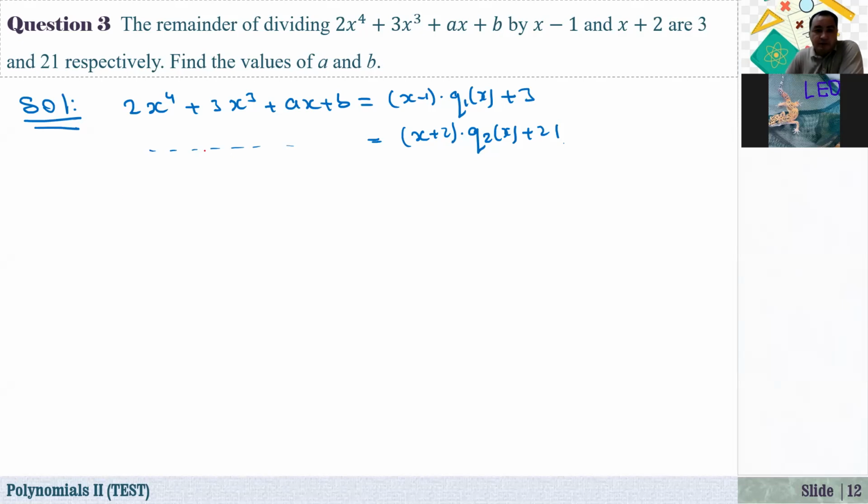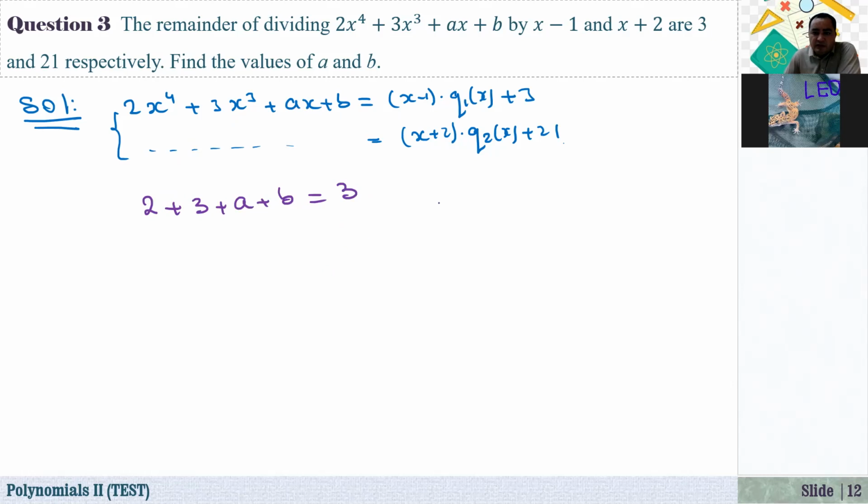All right, let's continue. So also on the right-hand side, actually, we have the same thing. So we have two equations. Now to continue this, see the first one, if you substitute 1 for x, the q1 disappears from the equation. We will have only an equation in a and b. So if you substitute 1, here we have 2 times 1 to the power of 4, which is 2, plus 3 plus a plus b. On the right-hand side, we have just the remainder, this 3.